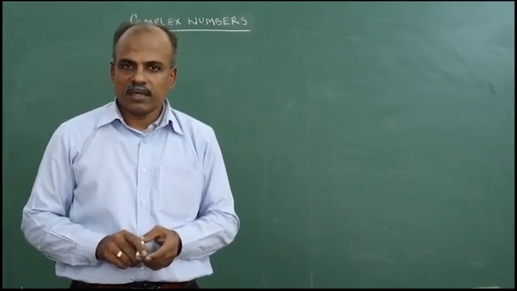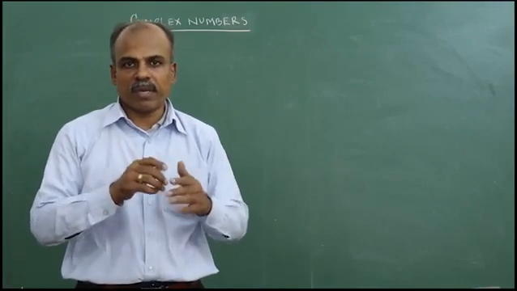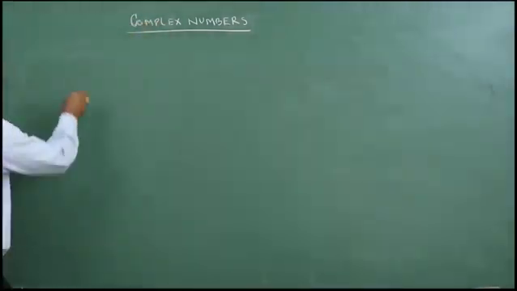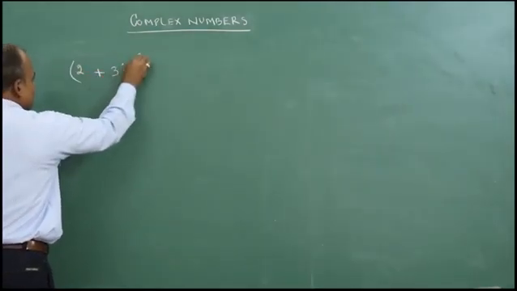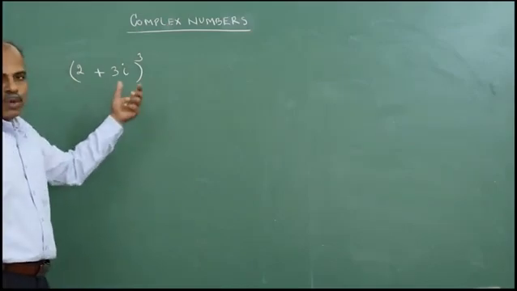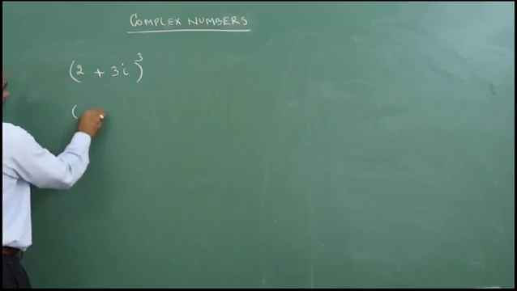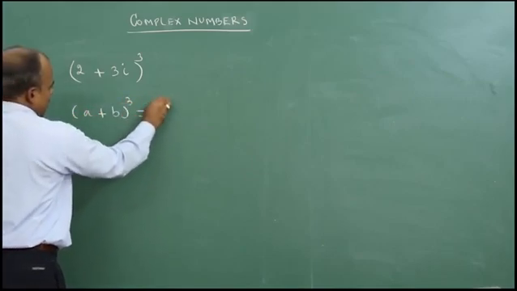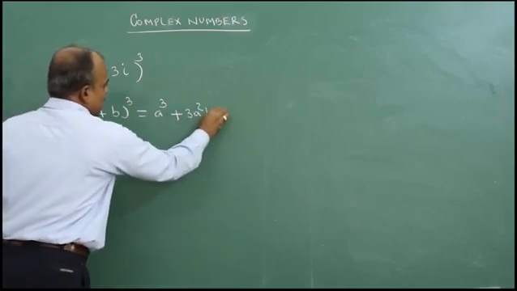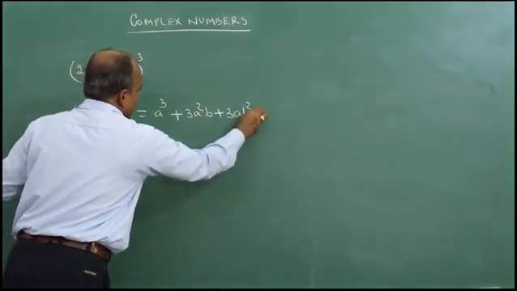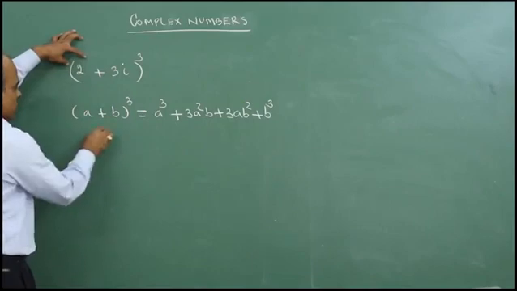Let's go for some more identities, and we can express in the form of a complex number. So take an example of (2 plus 3i) whole to the power of 3. This is of the (a plus b) whole cube identity. What is (a plus b) whole cube? It is equal to a cube plus 3a square b plus 3ab square plus b cube. So the same formula, you can expand it.